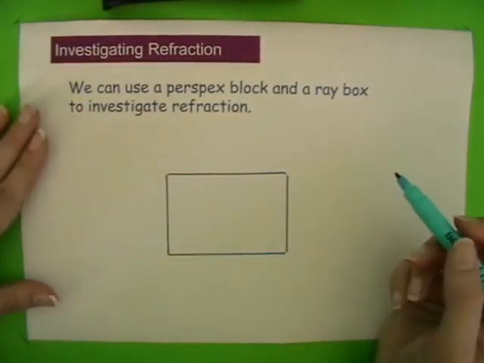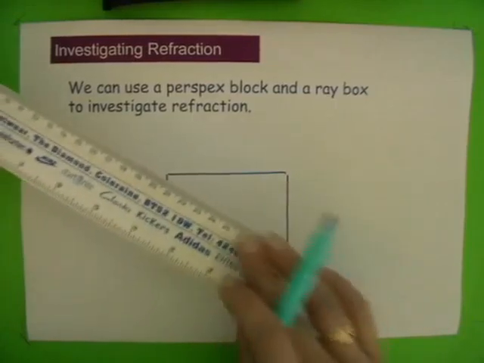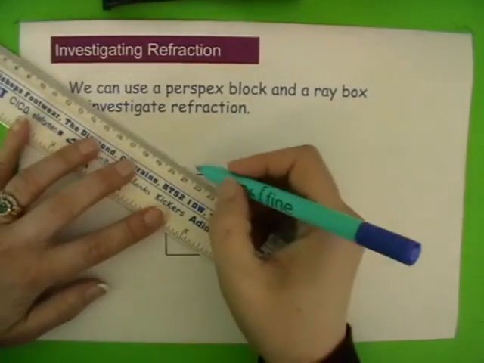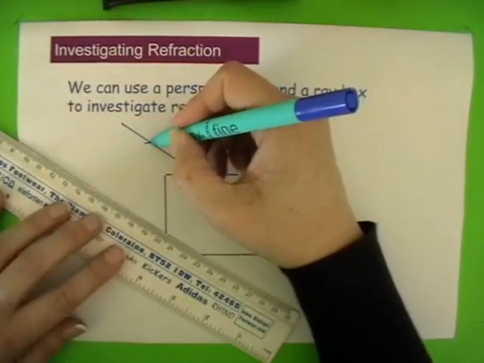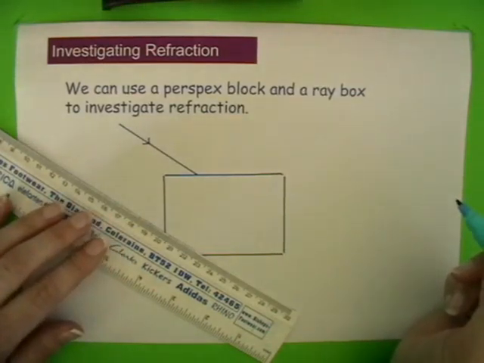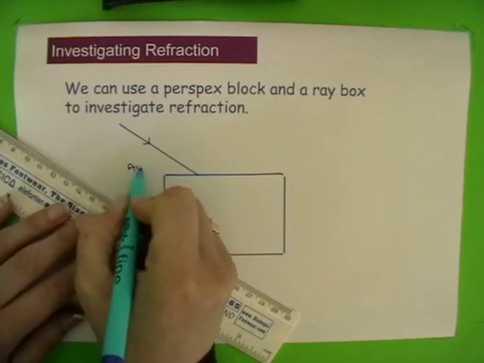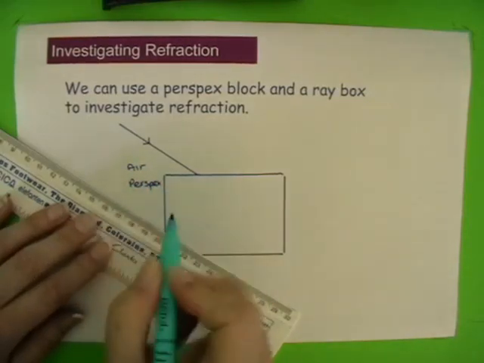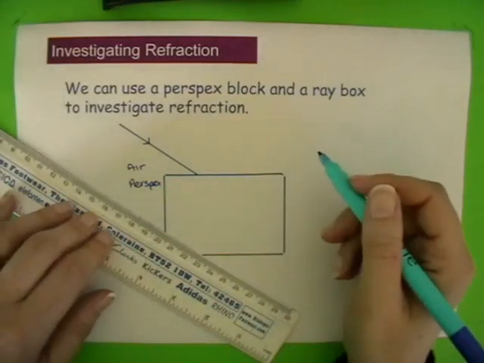If we then have a ray box, and again using the ruler to represent the ray of light, if we shine a ray of light into the block at an angle, we will find that as it travels through the block, it bends. So as it moves from the air into the Perspex, so as it goes across this air Perspex boundary, it bends.